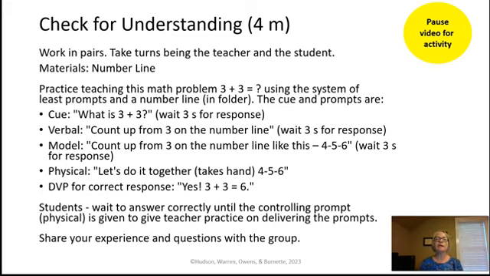Use the number line located in the left-hand pocket of your folder. When you're the student, wait to answer correctly until the controlling prompt, that is the physical prompt, is given, so that your teacher can practice all 3 prompts. And you have 4 minutes for this activity. Facilitators, please pause the recording now to give participants an opportunity to practice teaching the math problem using the system of least prompts.